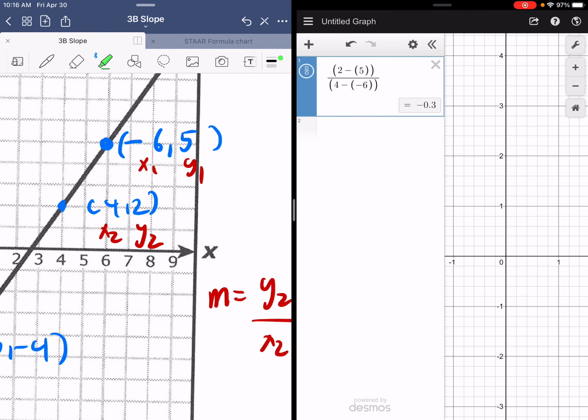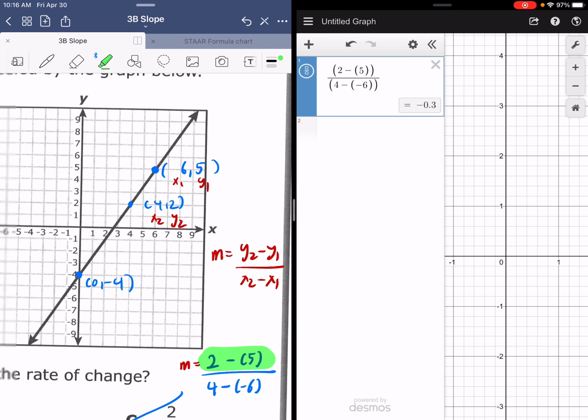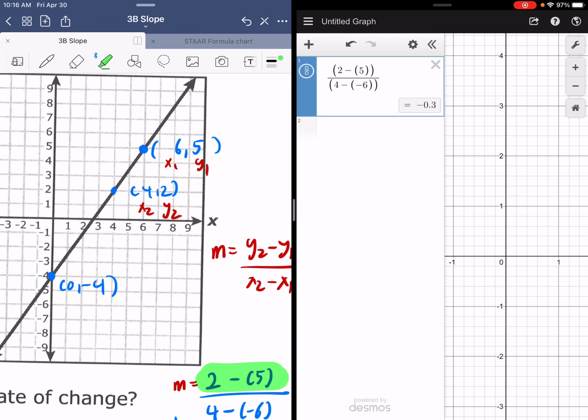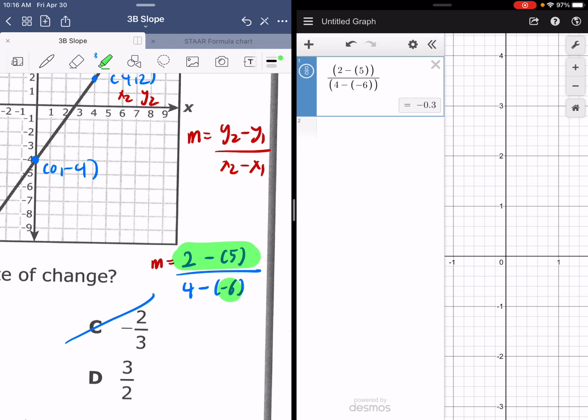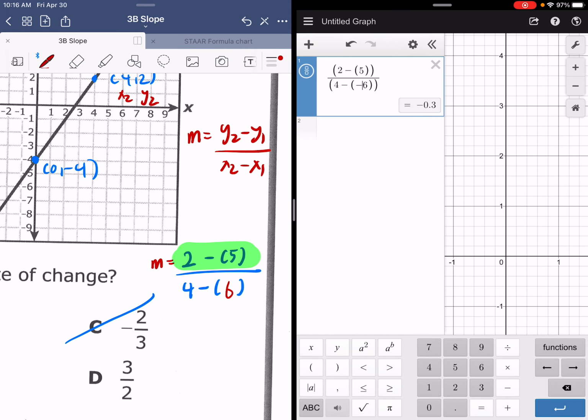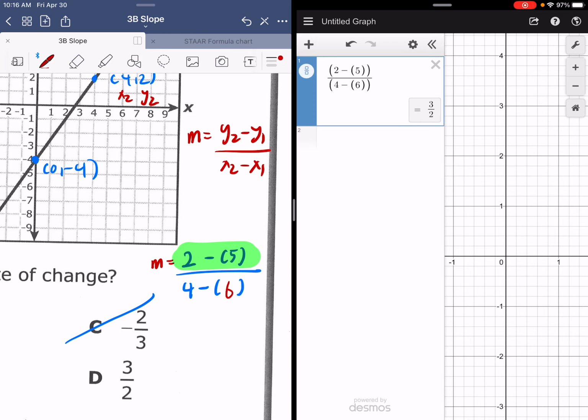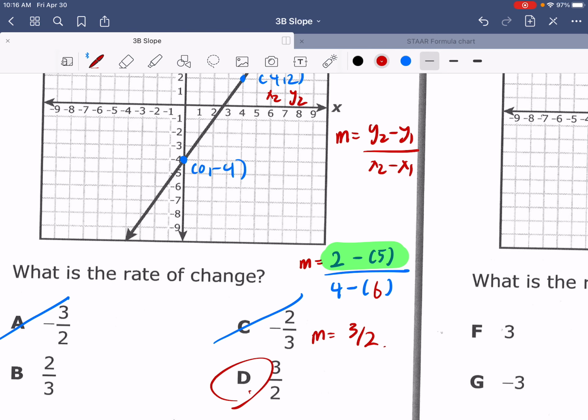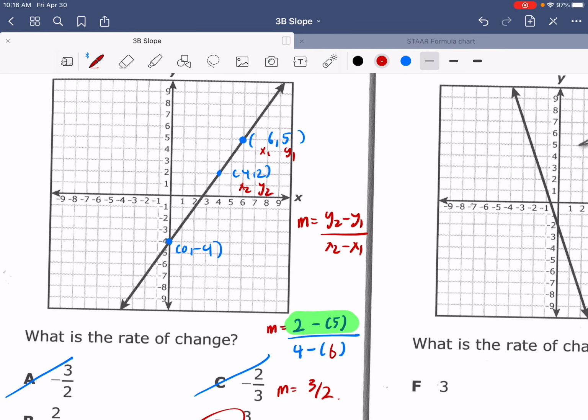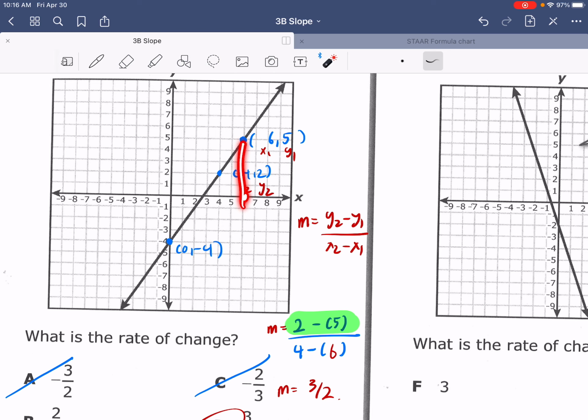I'm sorry guys, I made a mistake. It's positive 6. So it should be positive 6. I don't know why I put negative here. My bad. So it's positive 6, so it's gonna be 1.5, which is 3 over 2. Okay, so D. Whew. Sometimes I make mistakes like that. Okay, because it's positive 6 here.